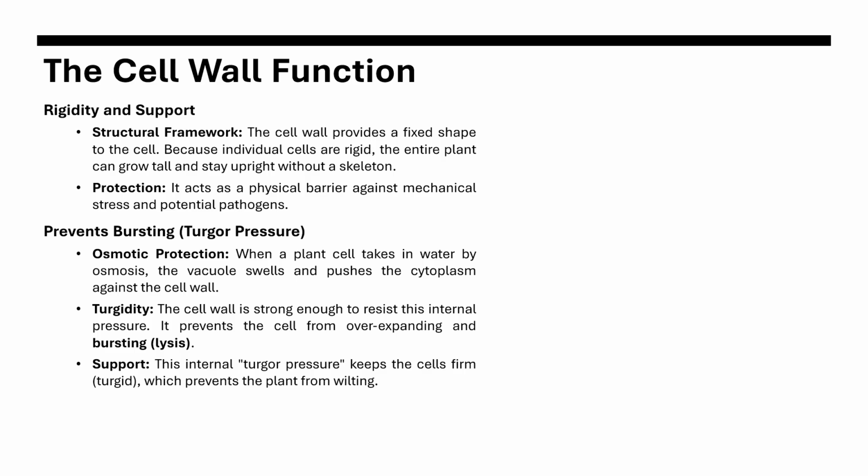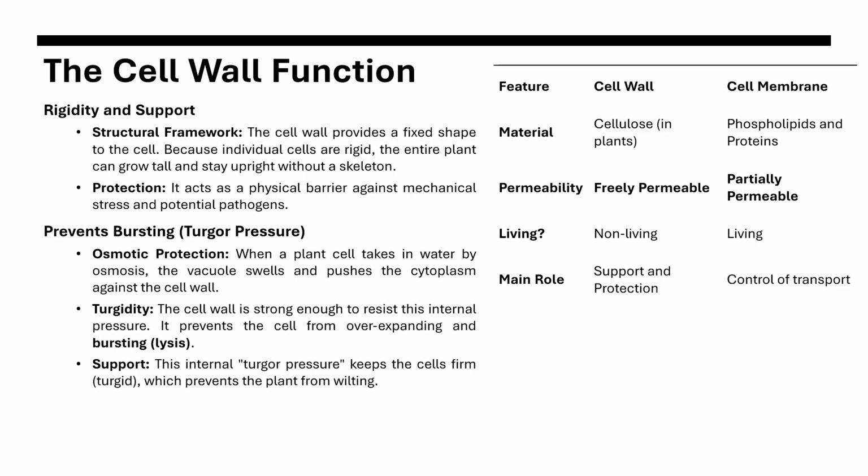Then we are moving towards the second function of the cell wall, which is perhaps the most clever job of the cell wall. That is, it is preventing the cell from bursting. When a plant cell takes in water through osmosis, the vacuole swells up like a balloon. This pushes the cytoplasm hard against the cell wall. But in an animal cell, this pressure would cause the cell to pop, to burst. There is a process called lysis. But the plant cell wall is strong enough to push back. It resists that internal pressure, keeping the cell intact no matter how much water it takes in.